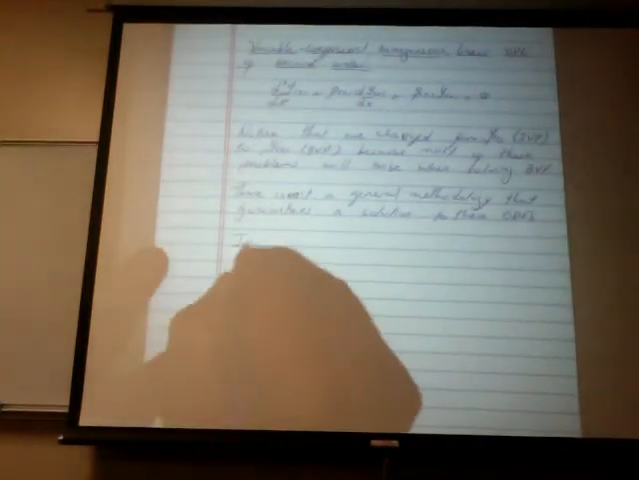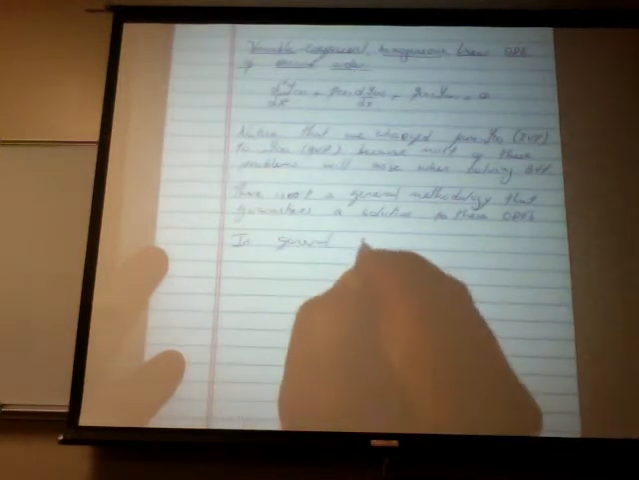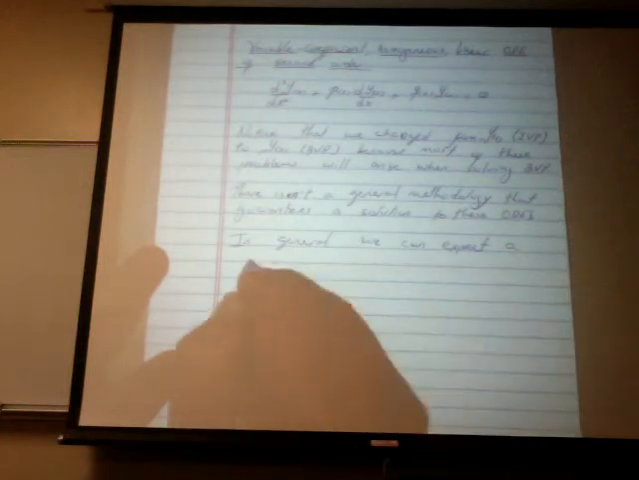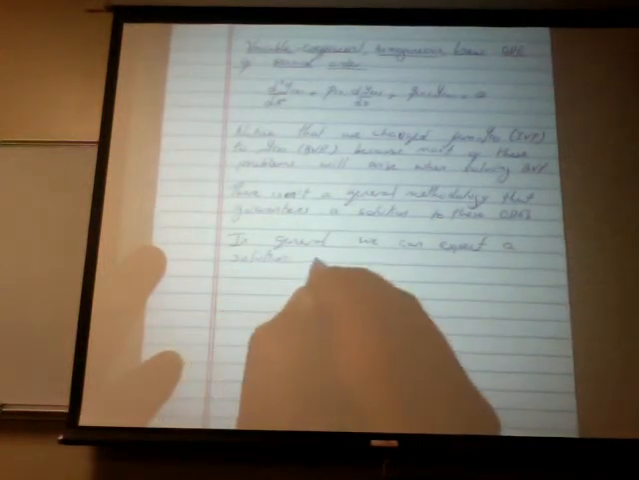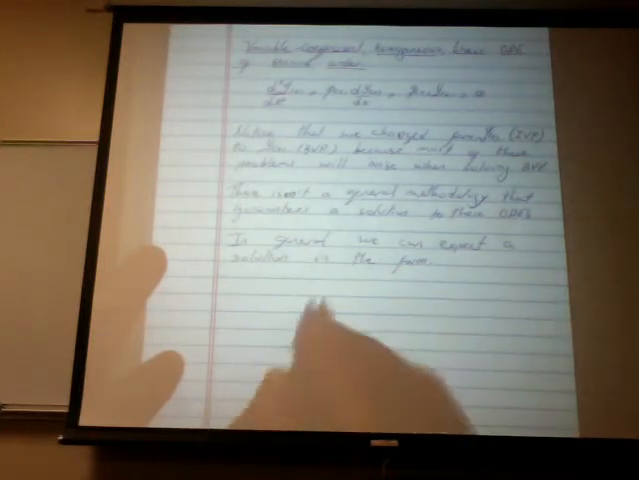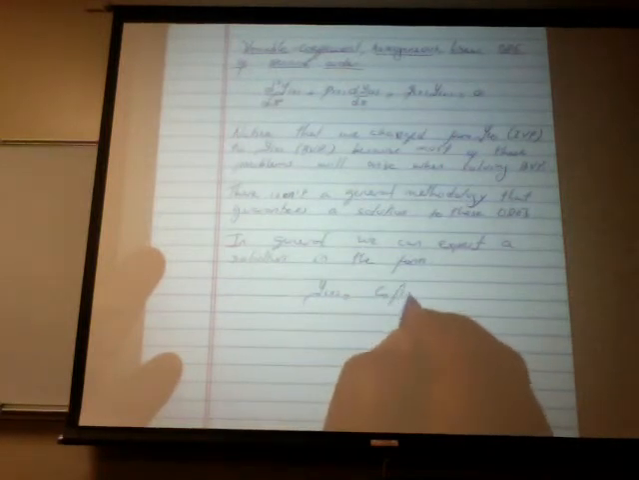So in general, we can expect a solution in the form C0 times f of x plus C1 times g of x. We know that we'll end up with two constants of integration because this is a second order equation. We know that we have two boundary conditions to fix those two constants of integration.